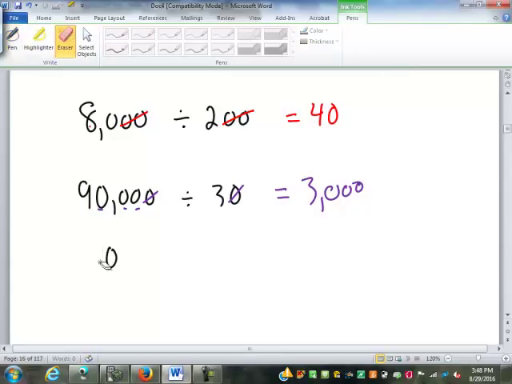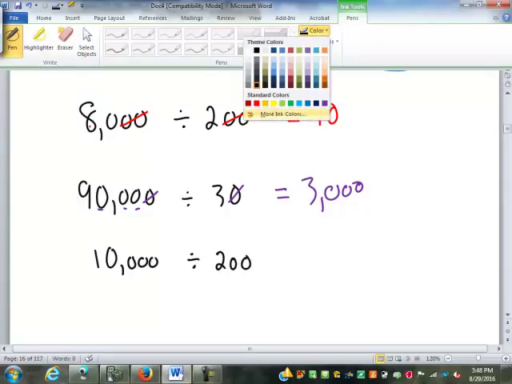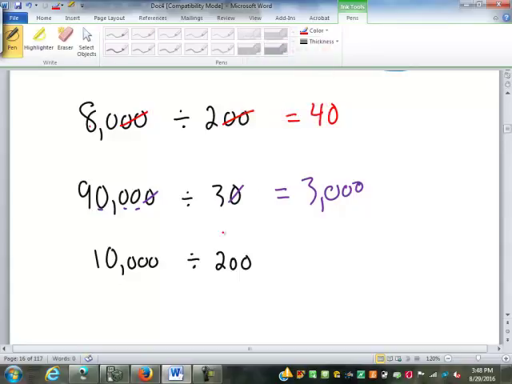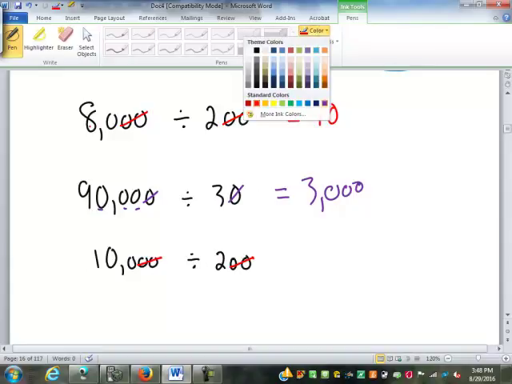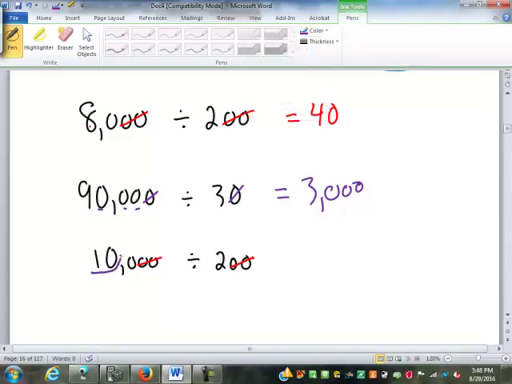Actually, I'll make this a little easier on this. If I have 10,000 divided by 200, I can cancel my zeros. I cancel out 2 zeros. 1 doesn't divide by 2, does it? What I can do is this. Instead of just taking the 1, I'll take the 10. What's 10 divided by 2? 5. Now that 0 is used up, but I do still have 1 more. So it's 50.